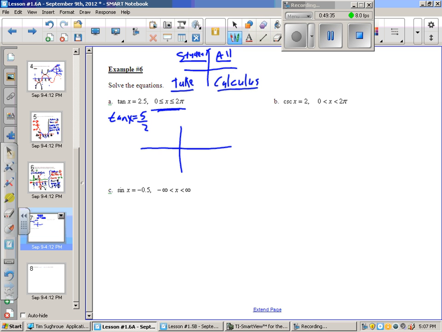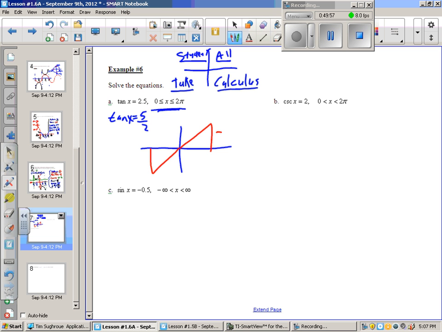So if I'm looking for a tangent of an angle that has a positive value, I know that it has to be in the first or the third quadrant. All students take calculus. The tangent is positive in the first and the third quadrant. I still like to draw pictures just to make sure that my angles make sense.